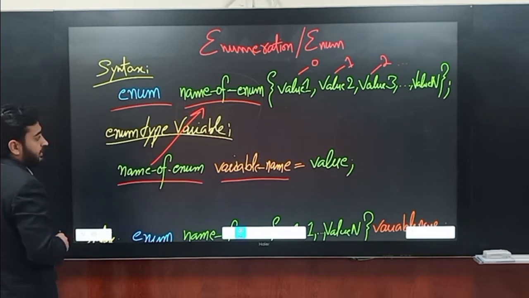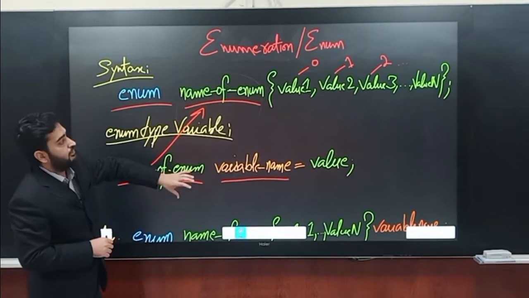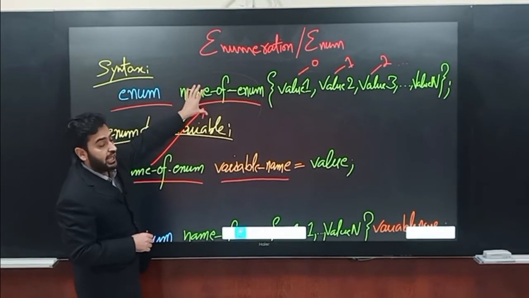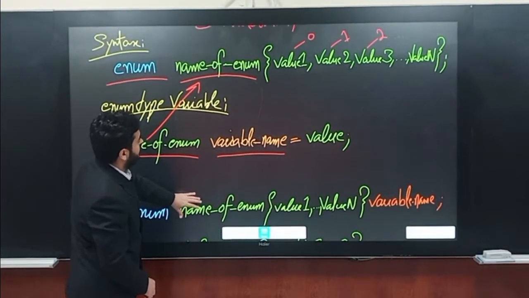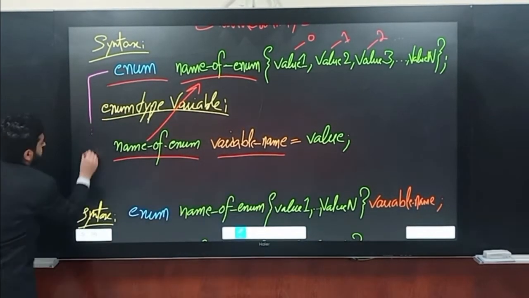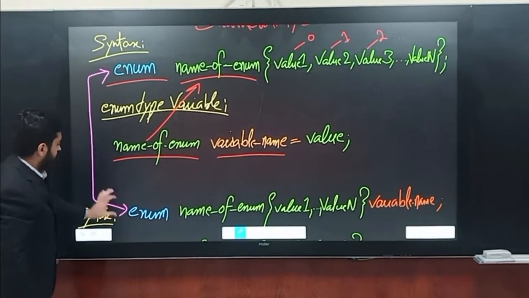So we have another way to declare the identifier of the enum type, and here you can see the syntax just like this one. So either you can use this method or this method.